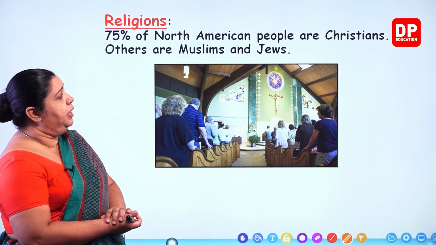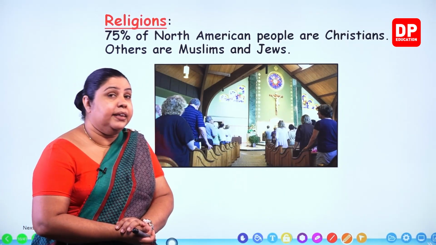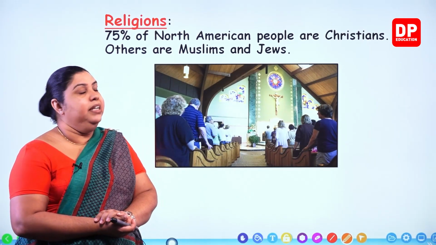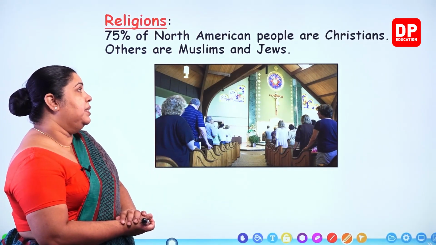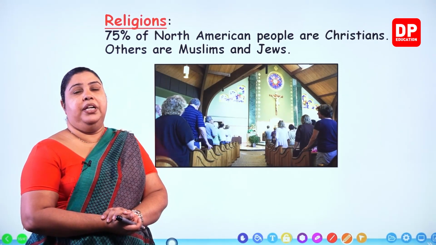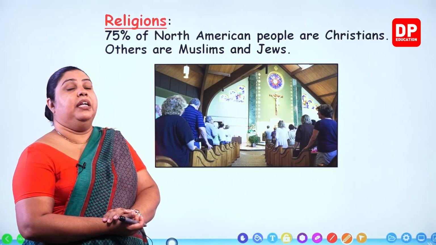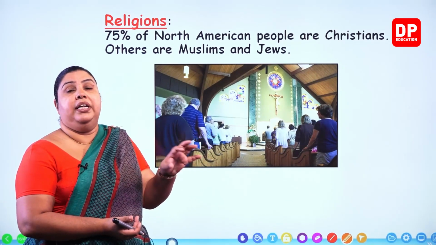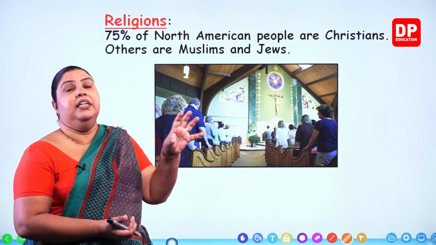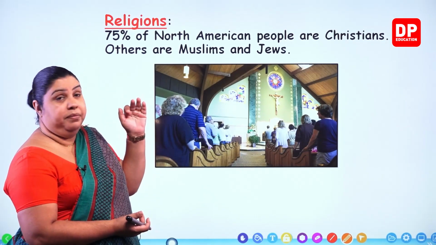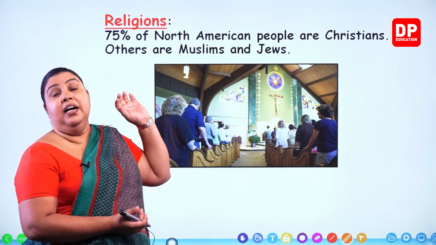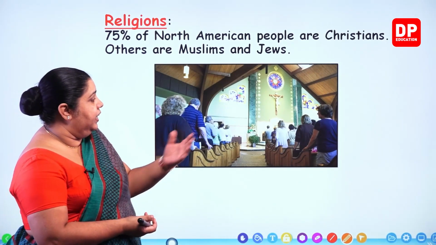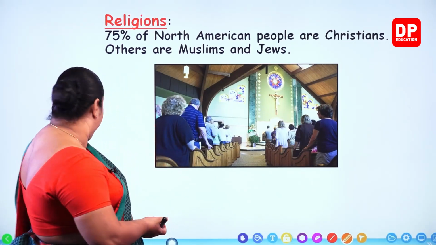75% of North American people are Christians. 75%ක්ම උතුරු ඇමරිකාවේ ජීවත් වෙන අය ක්‍රිස්තියානි භක්තිකයන්. Others are Muslims and Jews. ඉස්ලාම් භක්තිකයෝ සහ තවත් වෙනත් ආගම් මේ රටවල ඉන්නවා. In this continent basically the main religion is the Christian religion. Christians තමයි මේ උතුරු ඇමරිකාවේ වැඩි ප්‍රමාණයක් ඉන්නේ. So mostly they are Christians in North America.